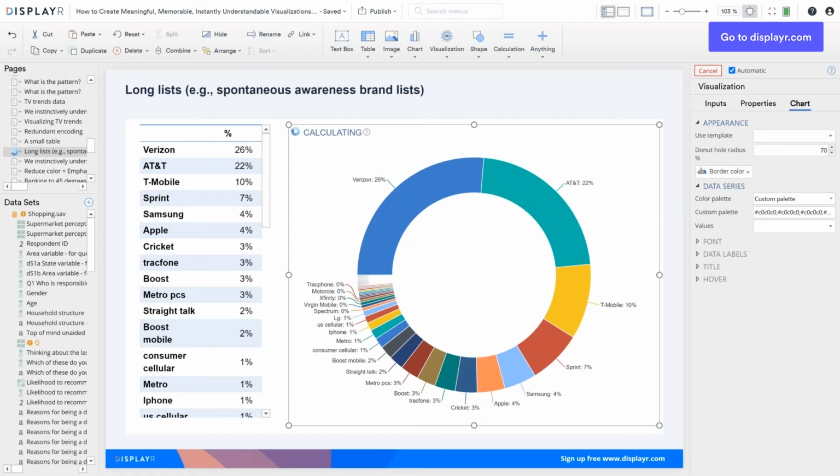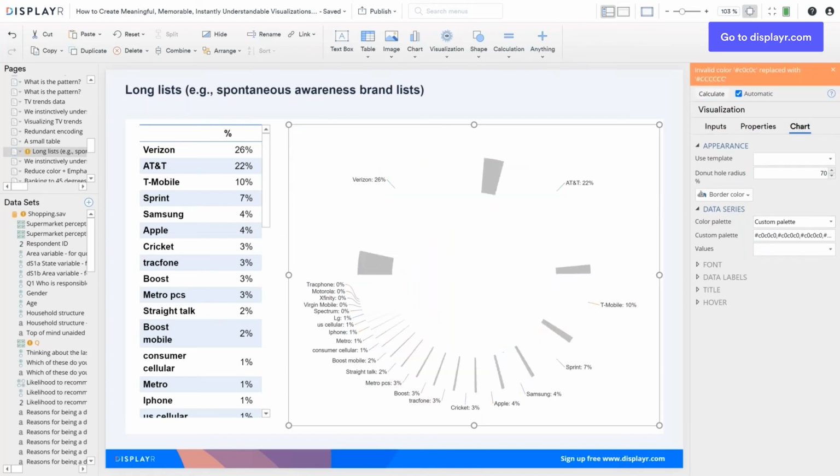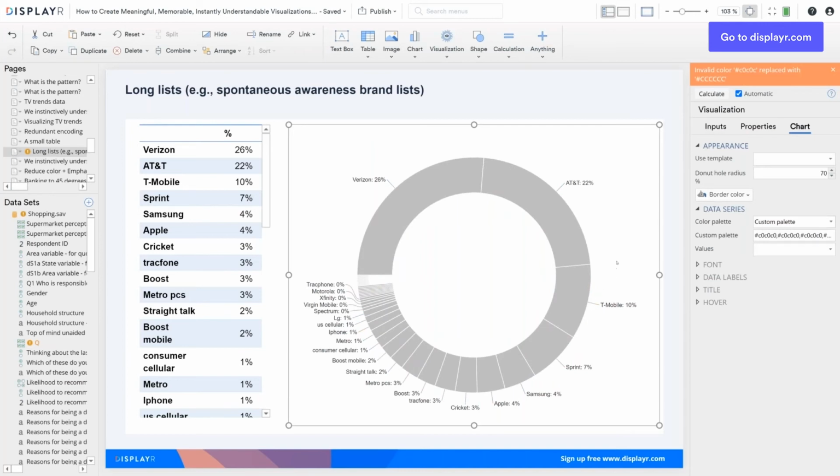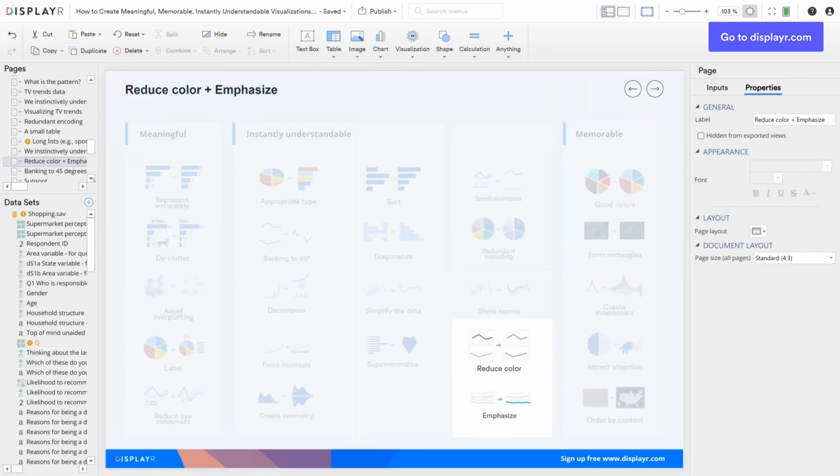Now, T-Mobile has actually got its own trademark pink. Let's see what happens when we change that. We'll change the third one, which is T-Mobile. And ta-da, we've got a visualization now which very clearly shows where T-Mobile fits in terms of top of mind spontaneous awareness data. So we've just looked at reducing color and emphasizing as techniques.